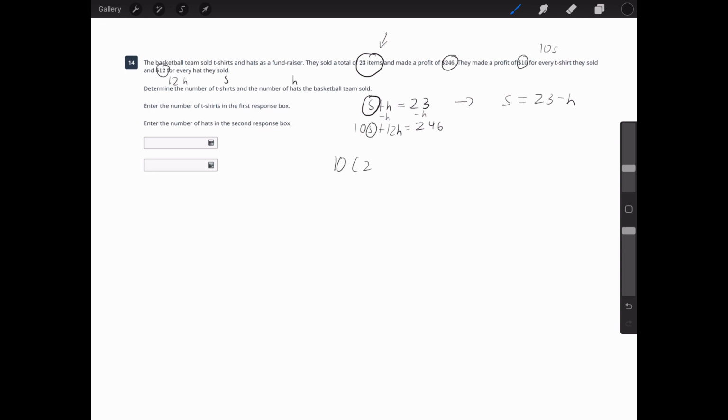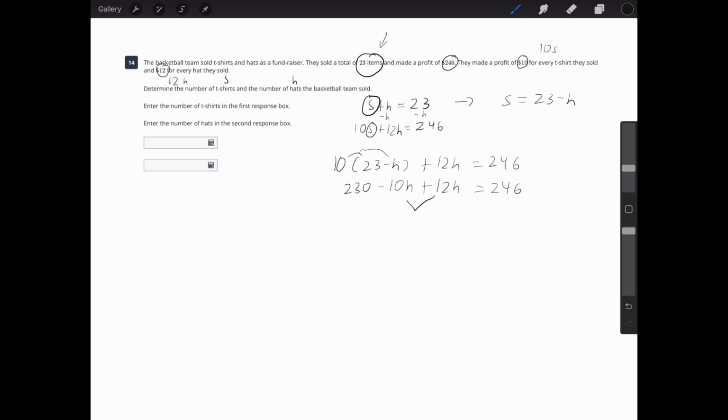So instead of 10S, I get 10 times (23 minus H) plus 12H equals 246. And then I'll continue just by distributing. I get 230 minus 10H plus 12H equals 246.